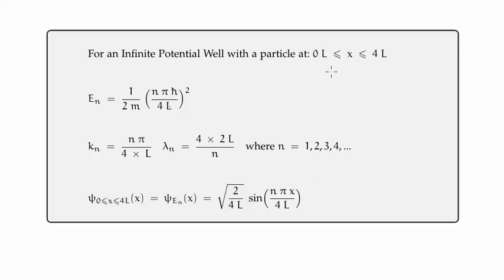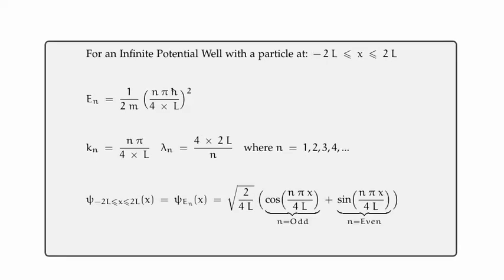Now, if we simply go from negative 2L to positive 2L, we should get the same energy, the same wavelength, the same wave number, and we should get the same normalization constant, but we should also get a cosine term. Note, mathematically, the cosine term is always here. It just happens there's a 0 on the coefficient associated with it. And here is exactly what I said, exactly as we expected.